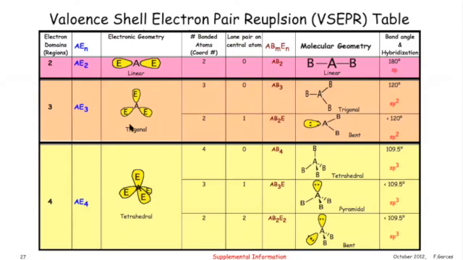If there are 4 domains, then at the end of each of these domains could be bonded atoms, in which case it's tetrahedral. If you have 4 domains and 3 of these are bonded atoms and 1 is a lone pair, then you have a pyramidal type of shape. And if you have 4 domains and only 2 of them at the ends have bonded atoms and 2 lone pairs, then it would be bent tetrahedral.